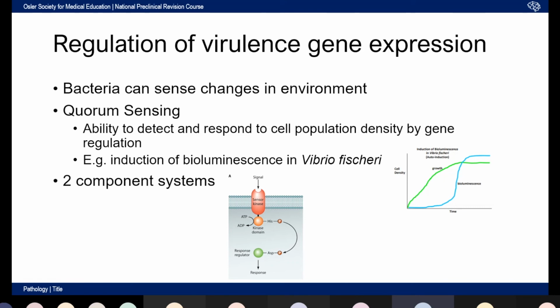And so you can see that the bioluminescence is only switched on when the bacterial cells have reached a certain density. And another way bacteria can respond to their environment is by two-component systems. So the signal can bind to a receptor that then leads to the activation of another component that causes differential gene expression. And there's an important difference between this programmed change in sensing the environment and variation in bacteria.